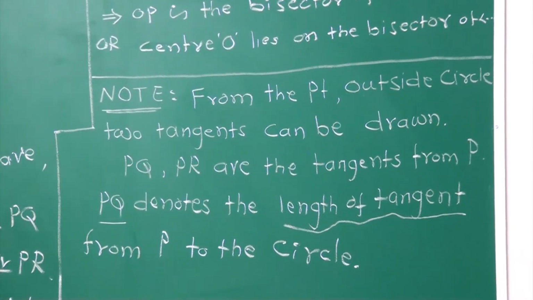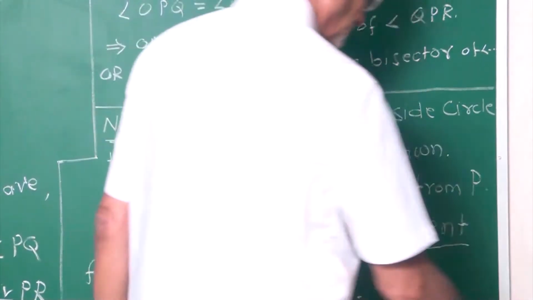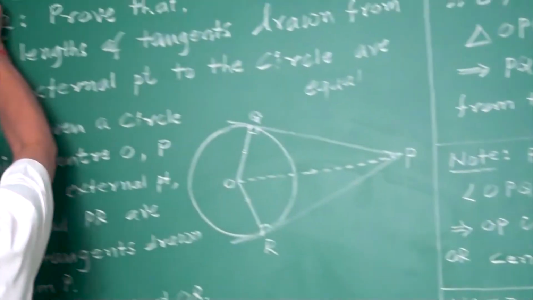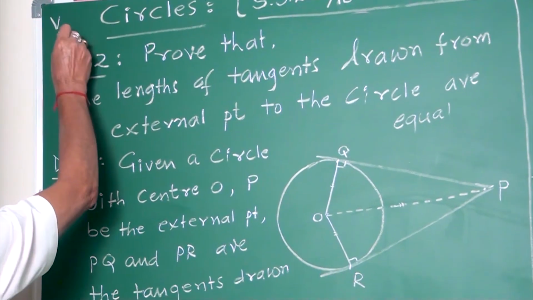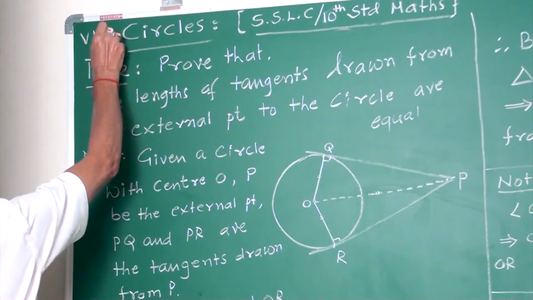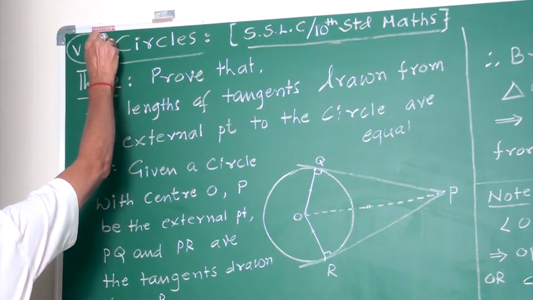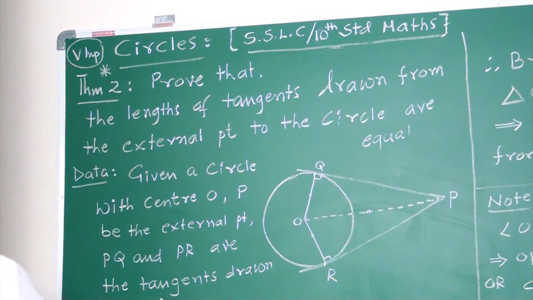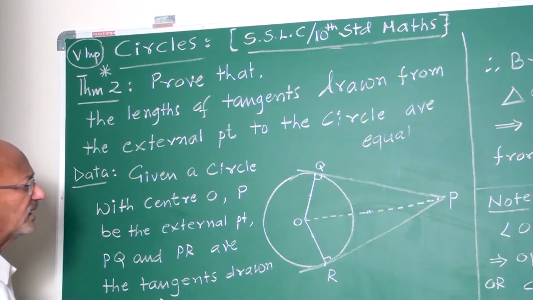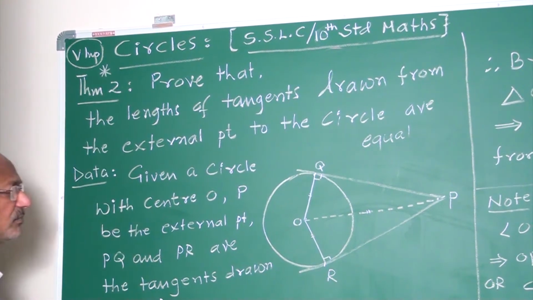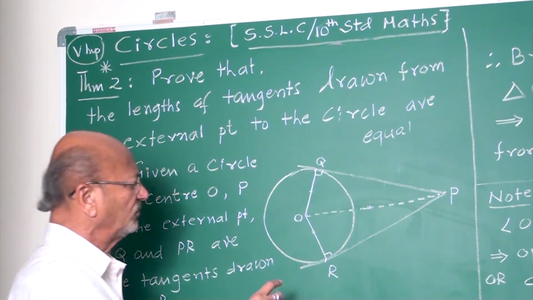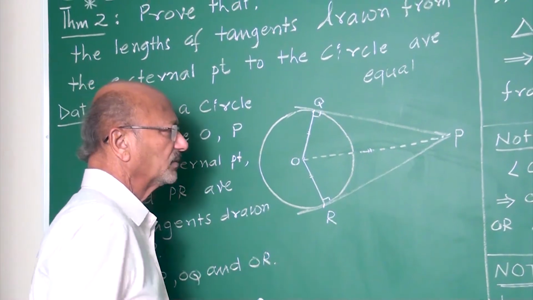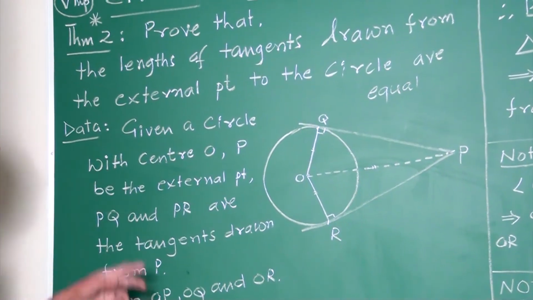This is theorem number 2, my friends. It is a very important theorem. Among the two theorems, theorem number 1 and theorem number 2, normally they give either theorem number 1 or theorem number 2 in the board exam. But the chance of getting in the exam is more for theorem number 2. What is this theorem number 2?